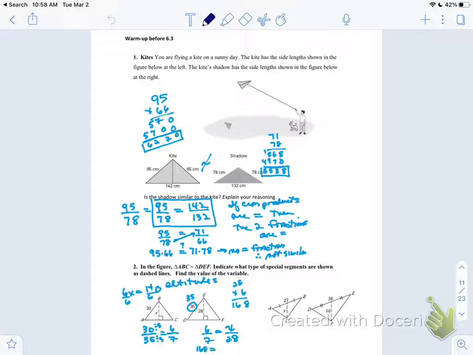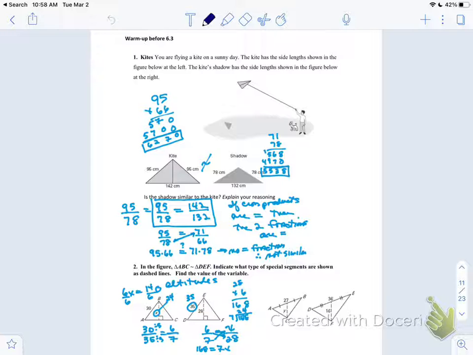168 equals 7x, because I'm doing cross products. So divide 168 by 7. So 168 divided by 7. And 7 goes into 16 2 times. That's 14. Carry the 2. And 7 goes into 28 4 times. So what I'm finding is that x is 24. Okay, because altitudes are in the same proportion to the scale factor.